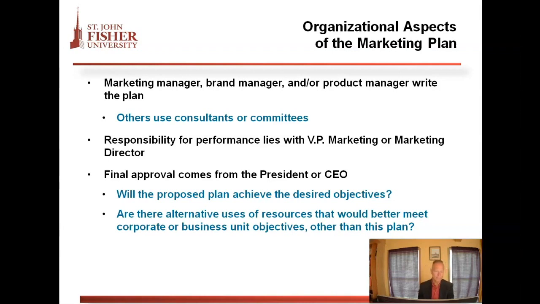It rolls downhill, and the marketing manager and the director of marketing or VP of marketing ultimately has responsibility. A good marketing VP would make sure that the plan is communicated throughout the entire marketing organization as well as throughout the rest of the organization: functional excellences, production, finance, human resources, etc.